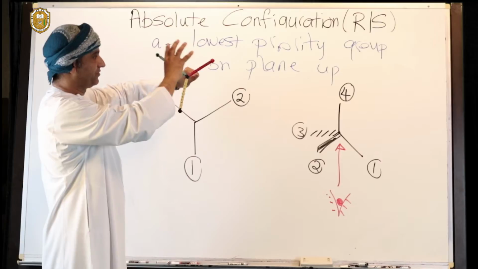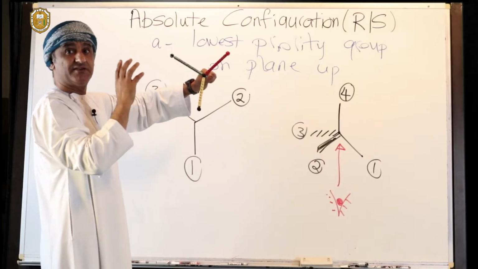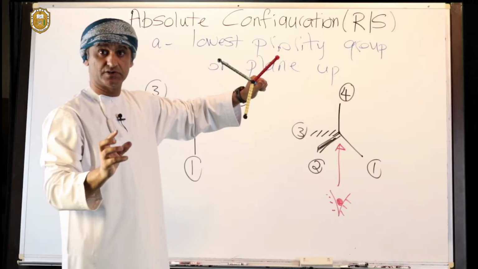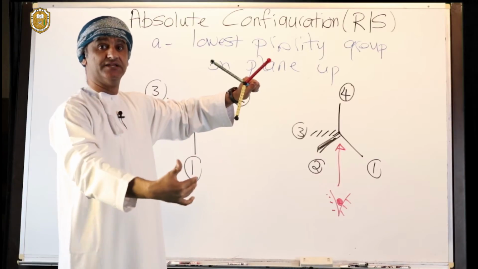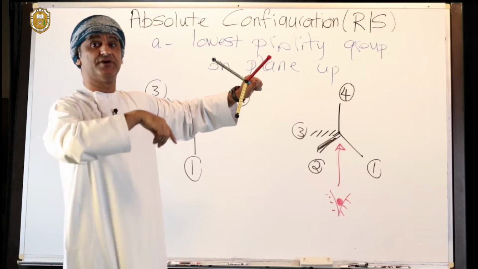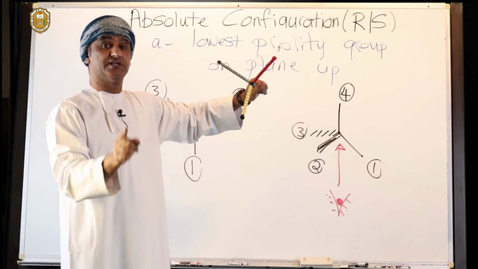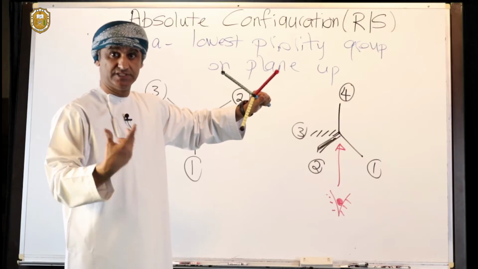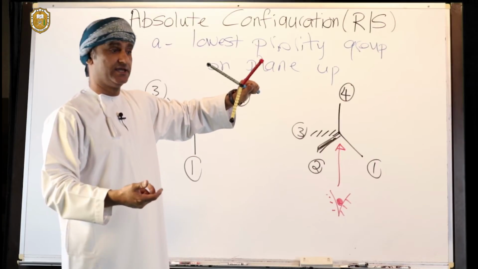Now, we have 3 bonds. Number 4 is not seen. That's exactly the point: we view the molecule so that the lowest priority group is completely behind, and then we end up with only 3, and then we check rotation. If the rotation is clockwise, then it's R. If the rotation is counterclockwise, it is S.